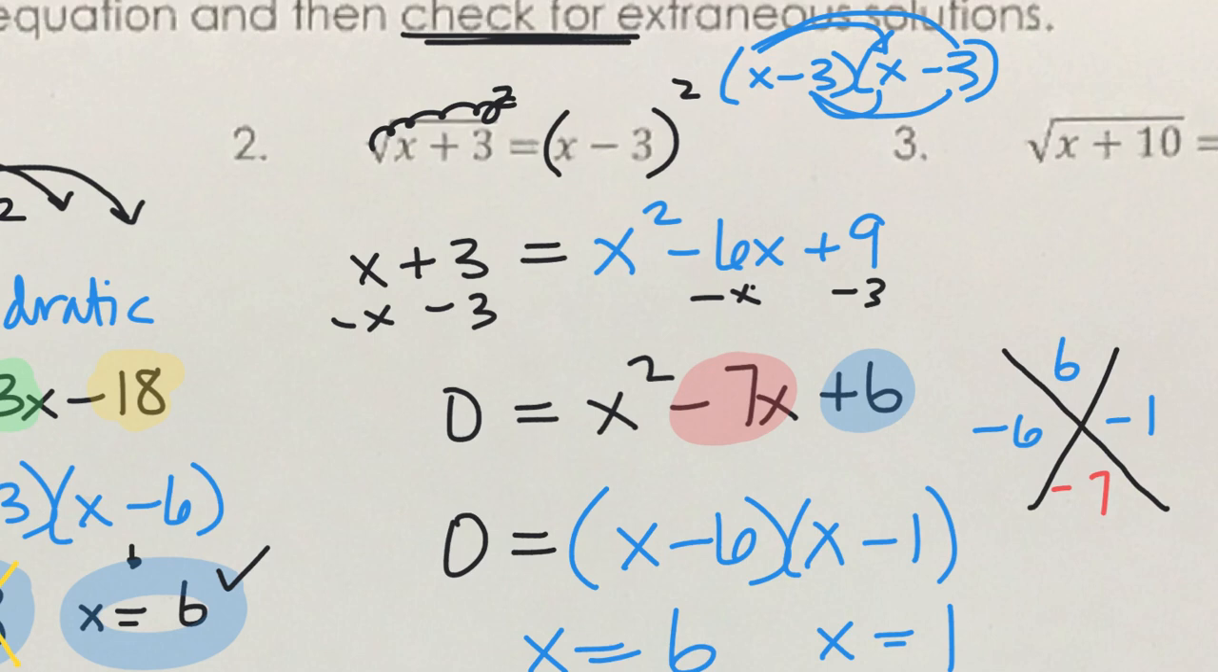Your solutions and your factors are always opposites. So x minus 6 gives a plus 6 solution. x minus 1 gives a plus 1 solution. Okay, so let's check and see if our answers are good or not.